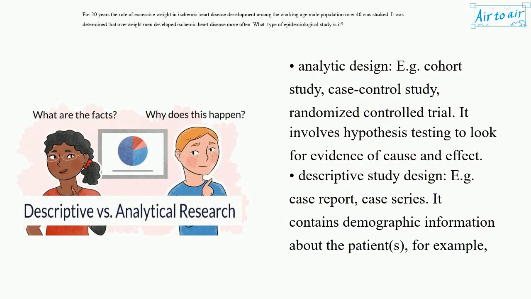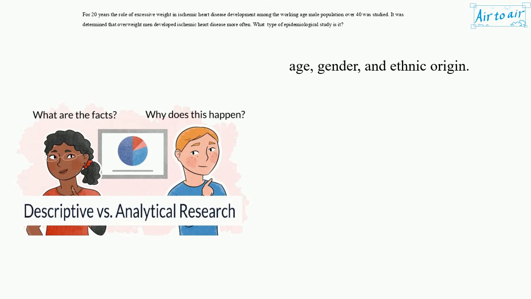Analytic design, e.g. cohort study, case control study, randomized controlled trial. It involves hypothesis testing to look for evidence of cause and effect. Descriptive study design, e.g. case report, case series. It contains demographic information about the patients, for example, age, gender, and ethnic origin.